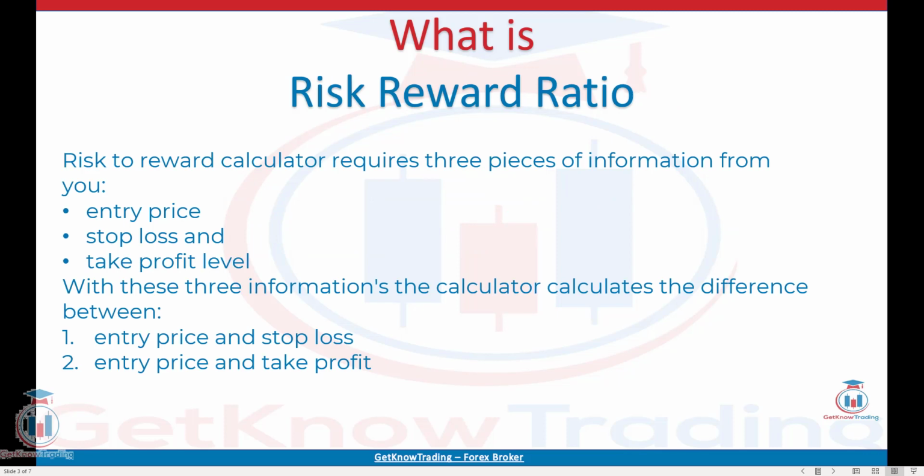Because the risk-reward calculator requires three pieces of information from you. That is the entry price, where you will open the trade. Then the stop-loss, where this trade will be closed, and the take profit is the trade level where the entry will close with profit. So these three pieces of information the calculator uses to make the calculation for the price difference. The first price difference is between the entry price and the stop loss, and the second one is between the entry price and take profit.